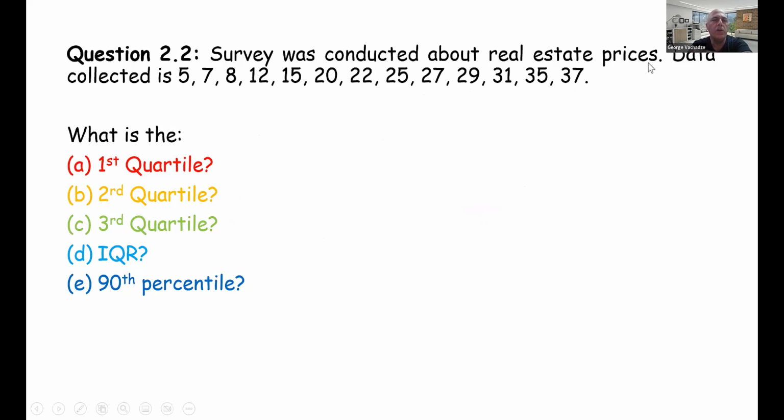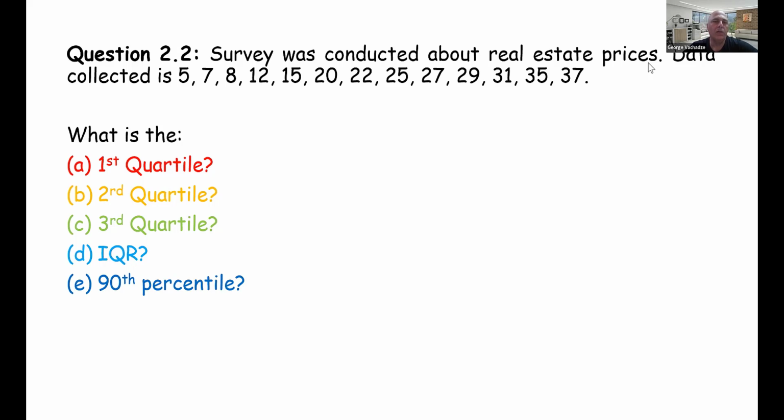On the screen, you see question number 2. So we have, as in question number 1, survey data consisting of 13 observations, and we need to find out quartiles: first quartile, second quartile, third quartile, find out the interquartile range, and find out the 90th percentile.